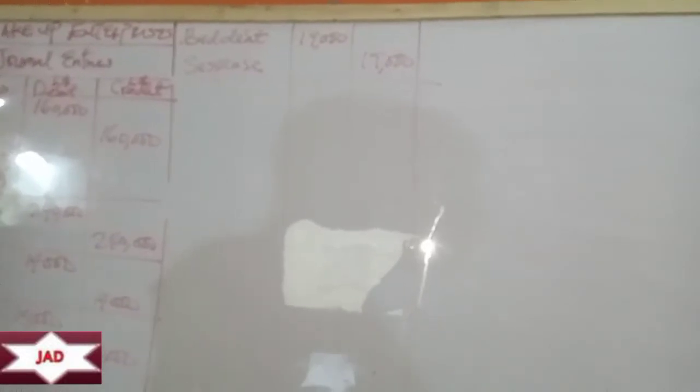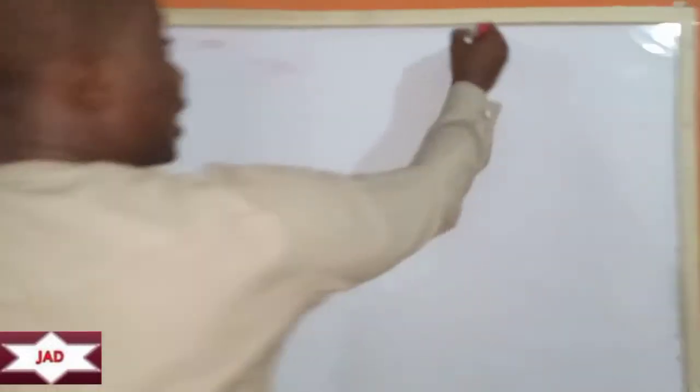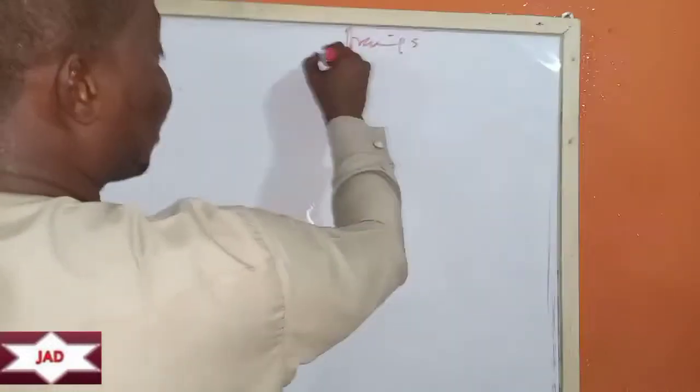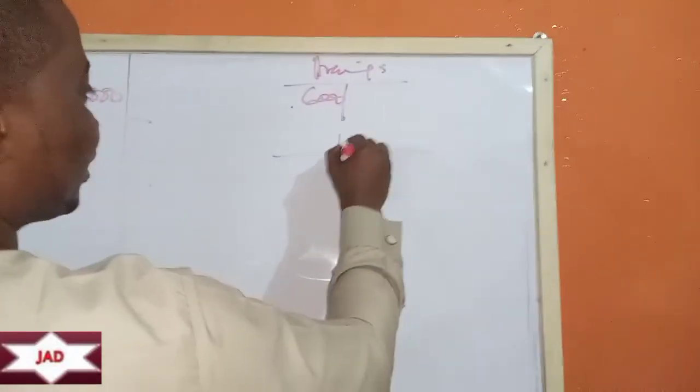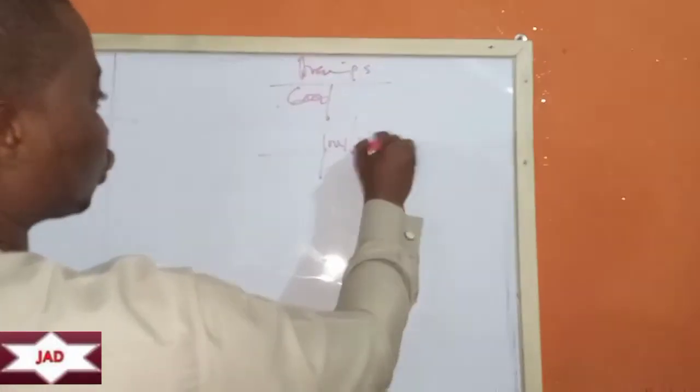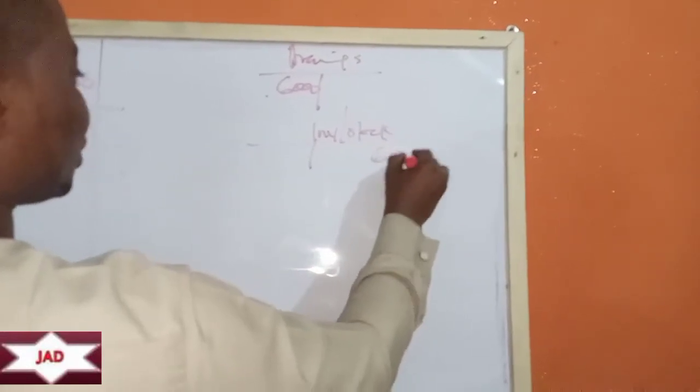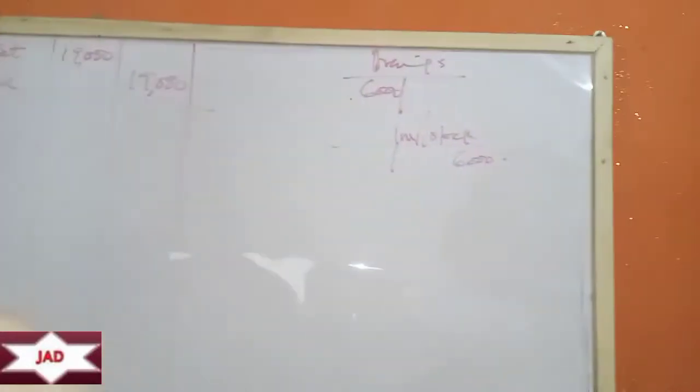So usually when there's drawings, what do we do? Debit drawings and credit the inventory. So we have drawings here. We debited 6,000. Credit inventory, or what you call stock, with how much? 6,000. Okay, so what do we do? We say what?